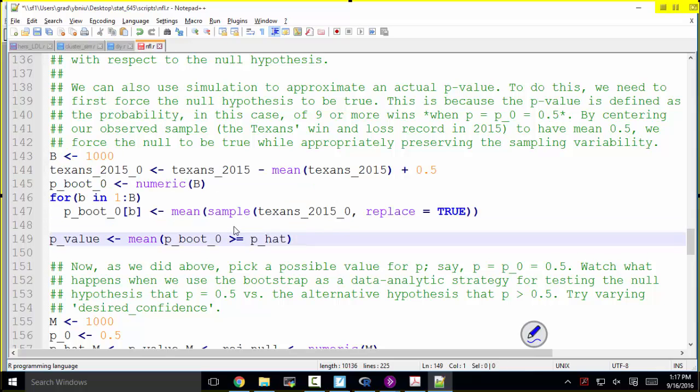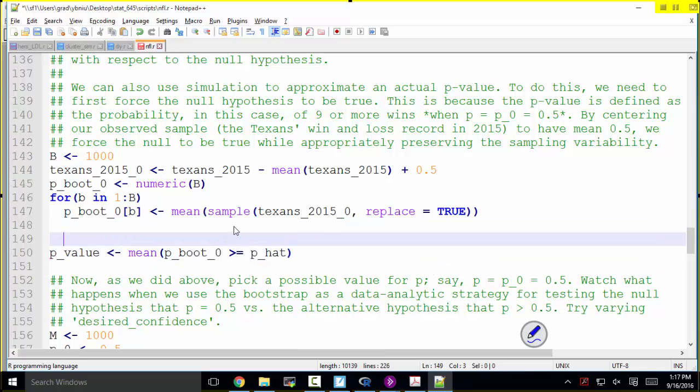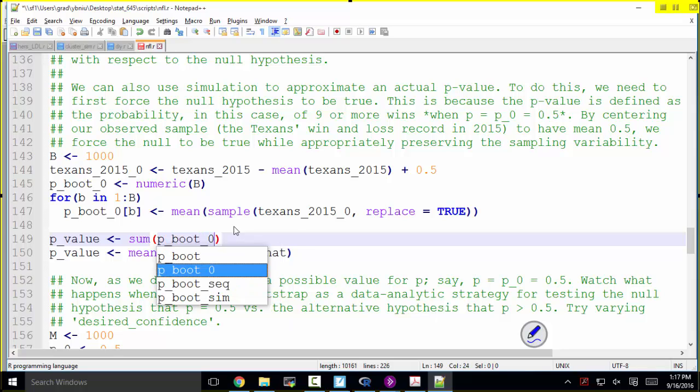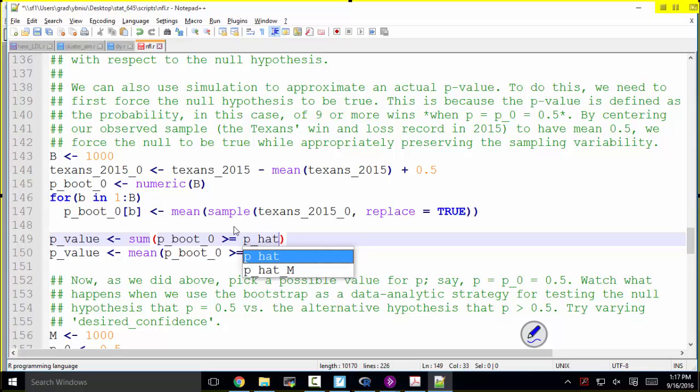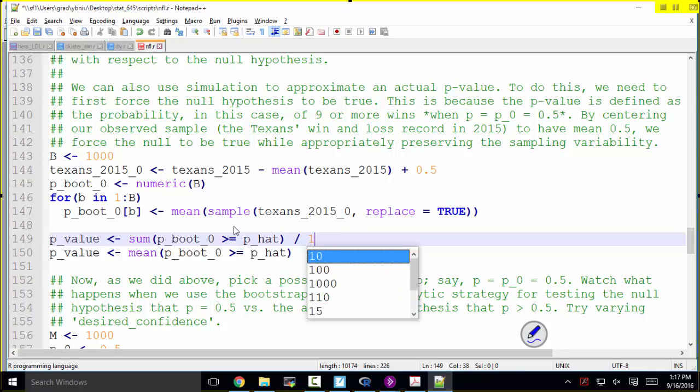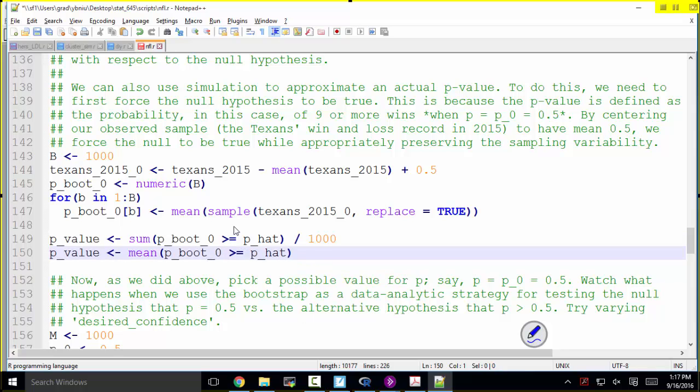P-value. The mean there could equivalently be written this way. P-value is the sum. How many of my bootstrap p hats were bigger than or equal to the original observed one, and then divide by the number of bootstraps. They will give us the same number.